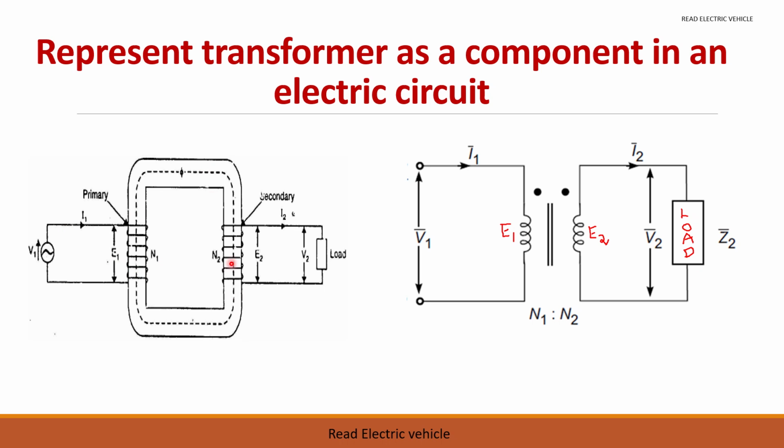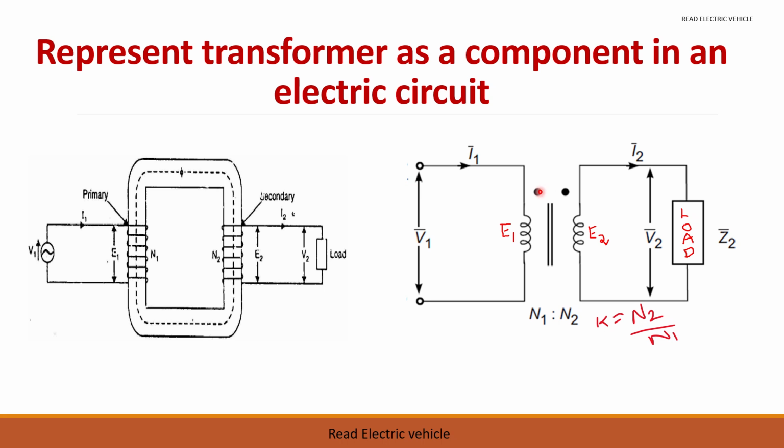Now to represent this core, normally these two lines are drawn. If it is an air core, you need not draw anything. If it is an iron core, you can represent it like this. And normally it is used to represent the turns ratio, because we don't know the number of turns in the coil. N1 to N2 will be represented here. N2 by N1 is the turns ratio K. Only if we know this, you can analyze the circuit. So this is an important parameter in a transformer.